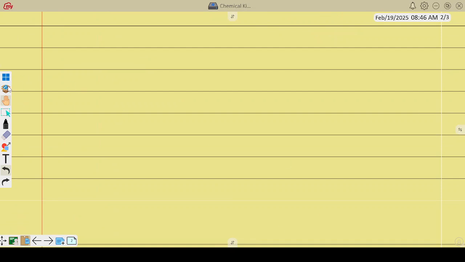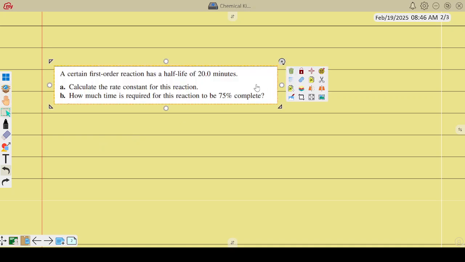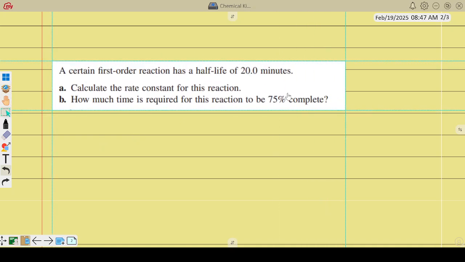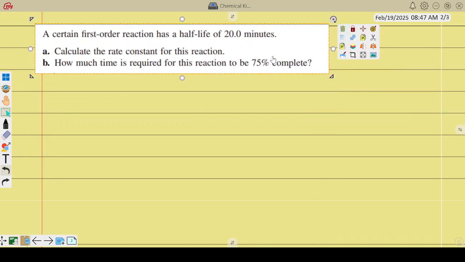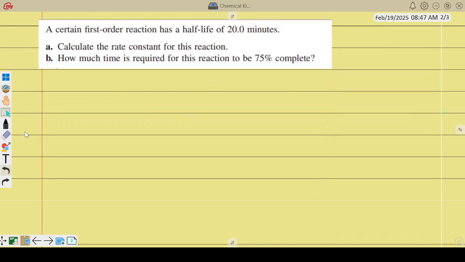Okay, so what is that question? Okay, so this is a more favorite lecturer's question. Follow me closely on this one. A certain first order reaction has a half-life of 20 minutes. Calculate the rate constant for this reaction.